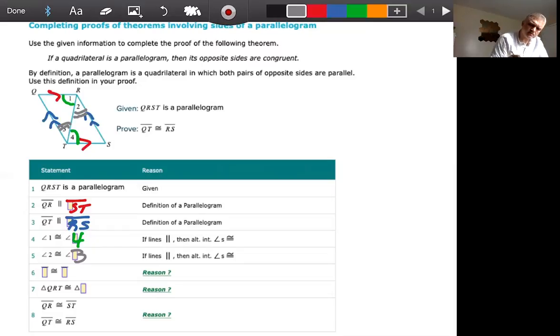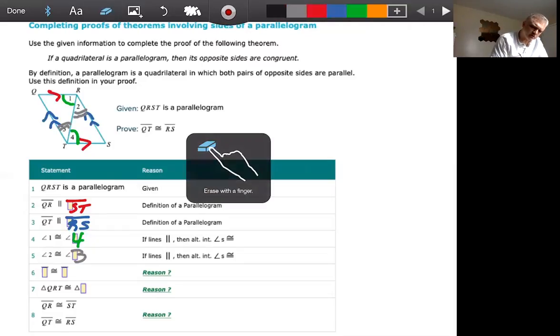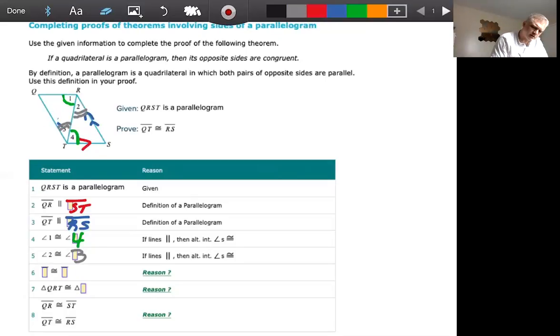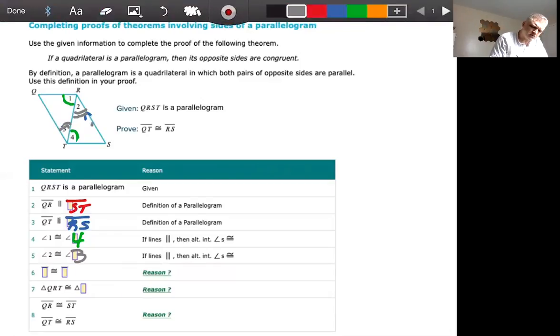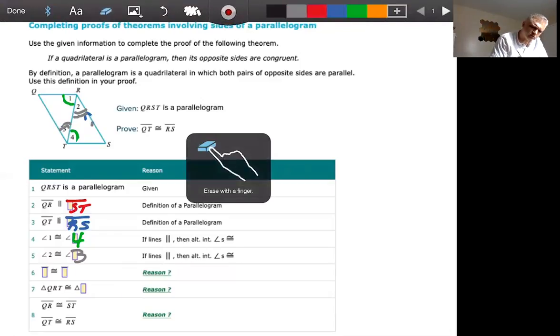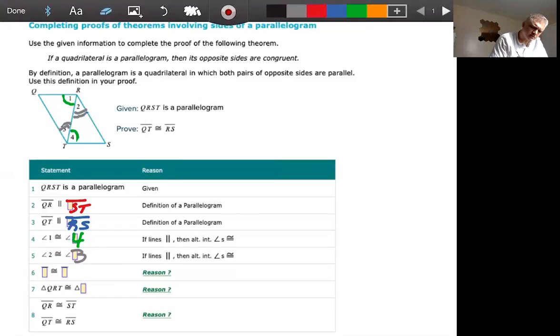All right, I'm going to take the parallel markings off. You don't have to. I just like to keep the markings limited to only congruent markings. All right, so that's what we have.